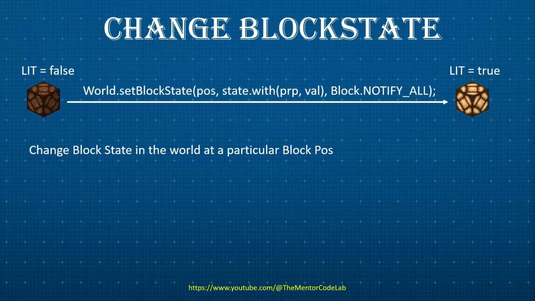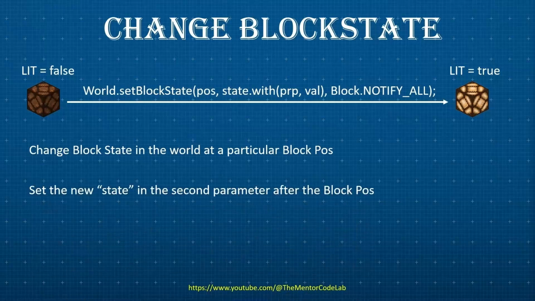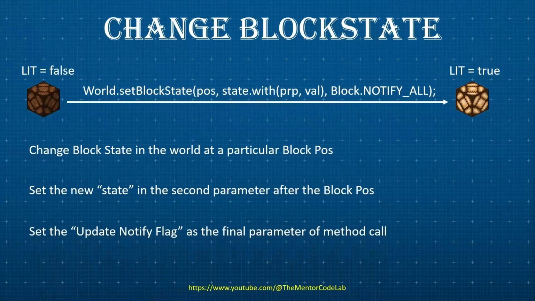So we send in a block pos to retrieve a block state, and inside this block state, as the second parameter, we change some value. So we say, hey, the state, change the property with this value. So it is a pair of property and value method called there. If you take note, here is the property, state.with(property, value). And finally, as the third parameter, we send in an update notify flag.